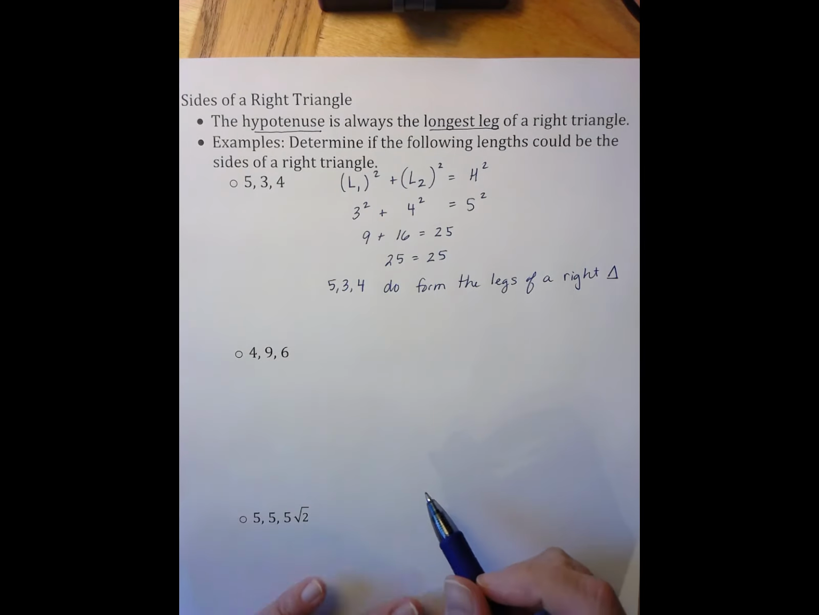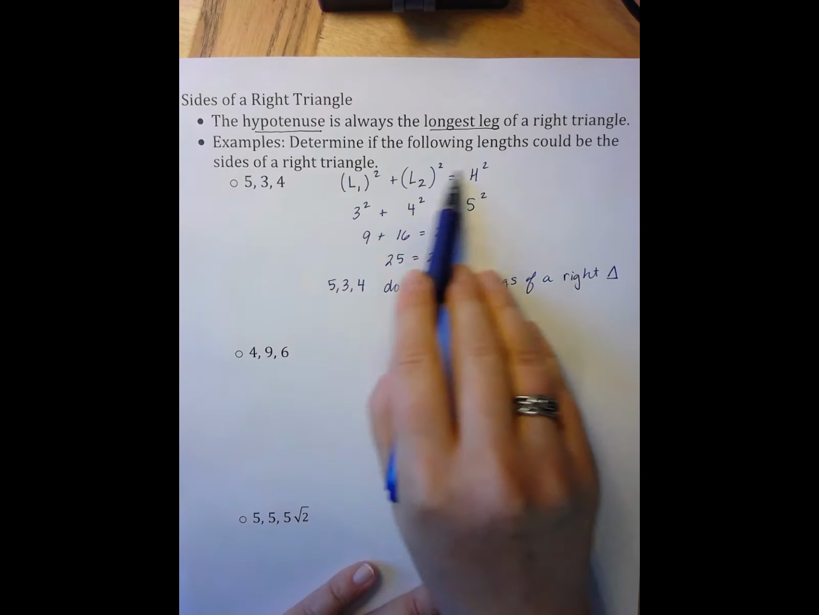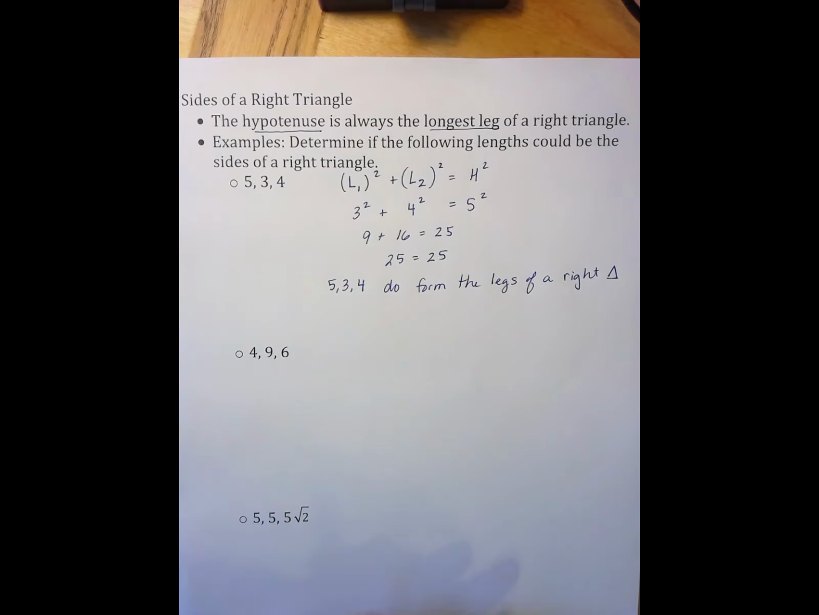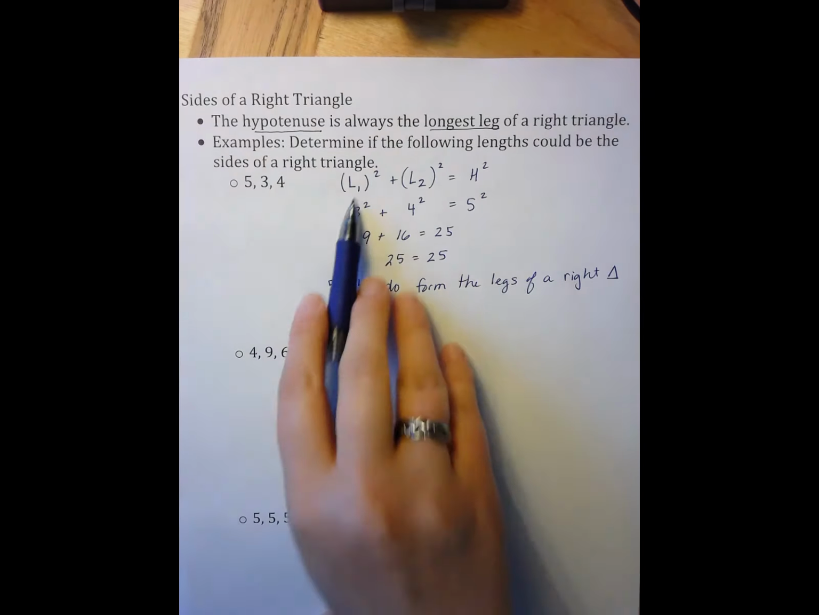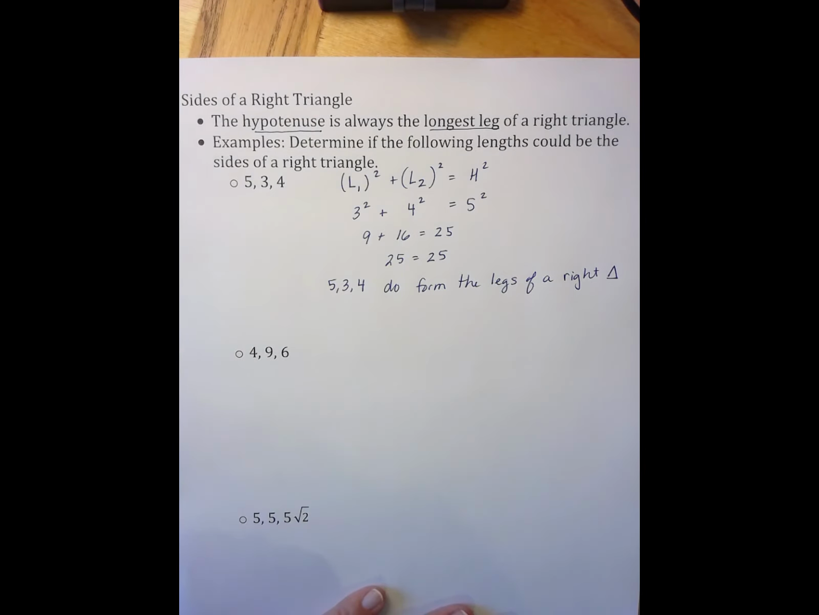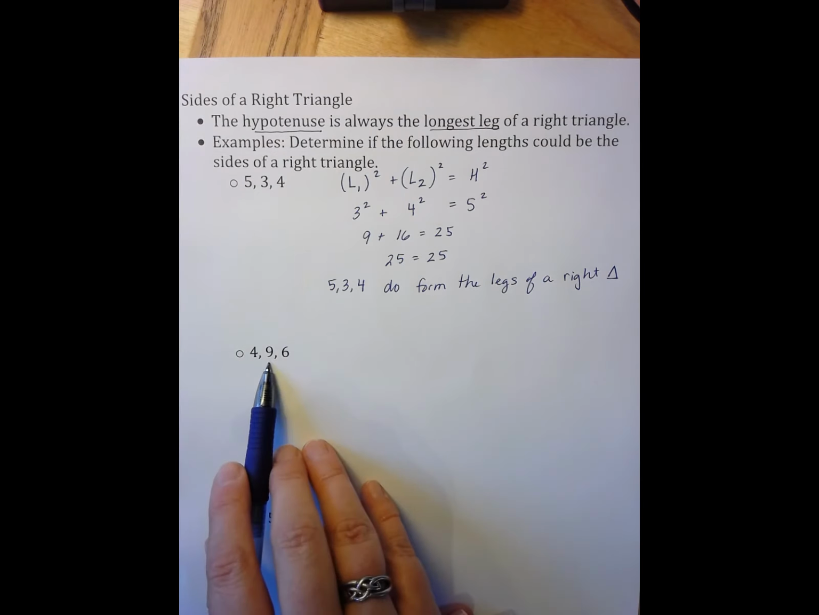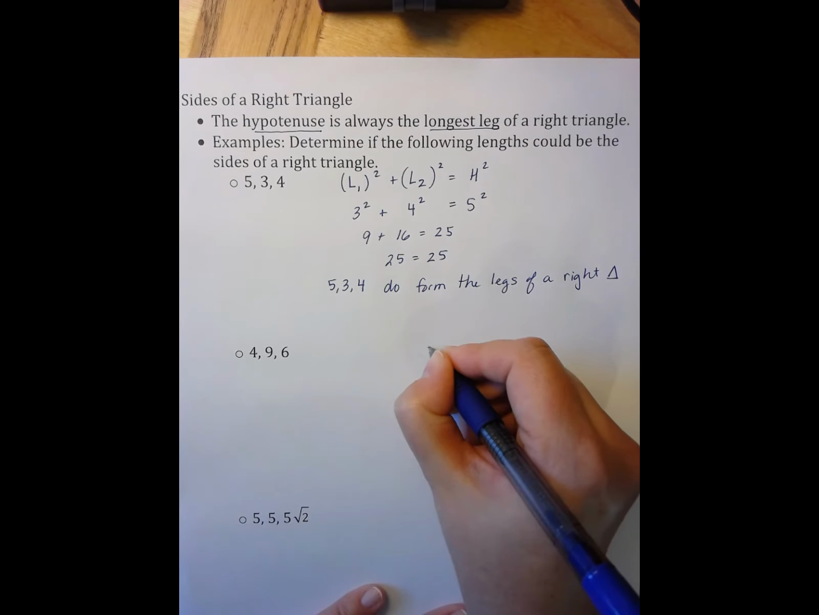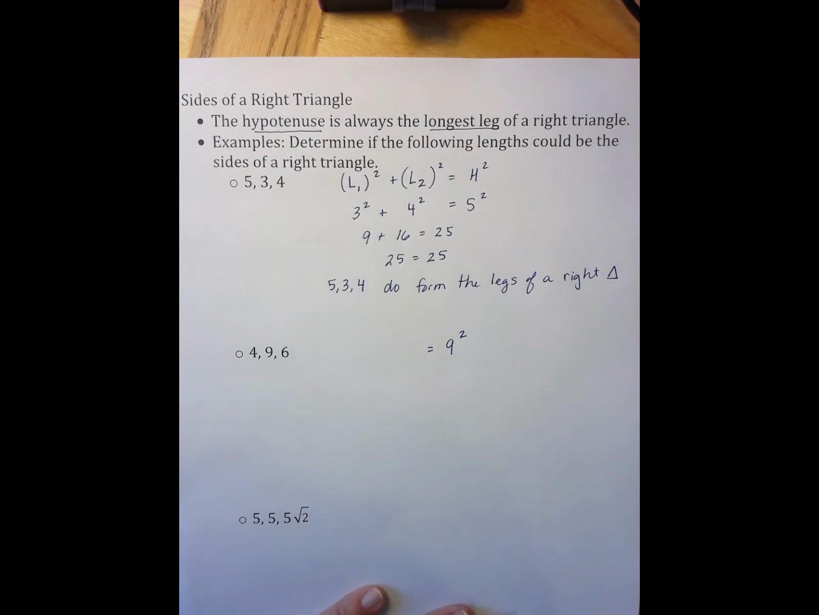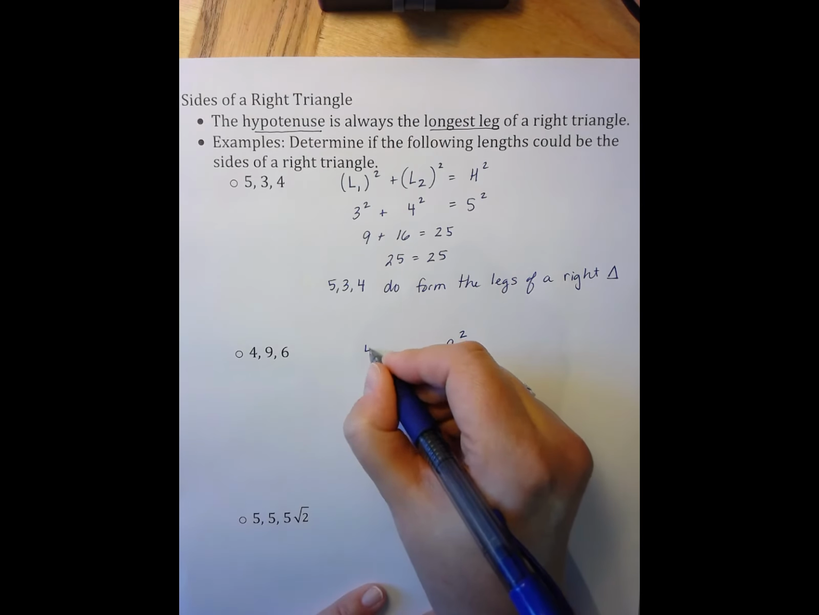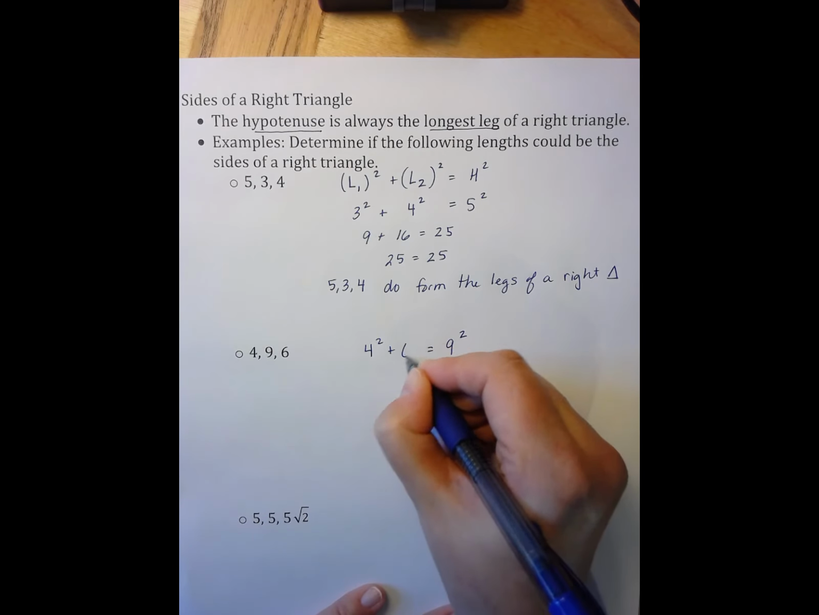In our second example, our biggest number is 9. So I'm not going to rewrite the Pythagorean theorem for the second two examples. Just be aware that I am still using the Pythagorean theorem. In this case, 9 is our largest number. So that's going to be what I put in for the hypotenuse. And my legs are 4 and 6.